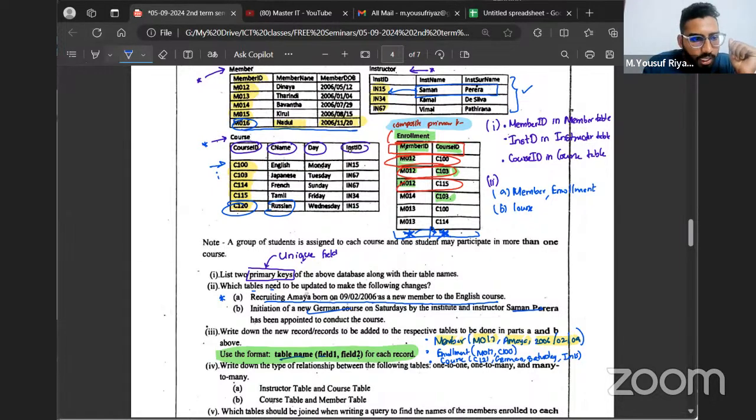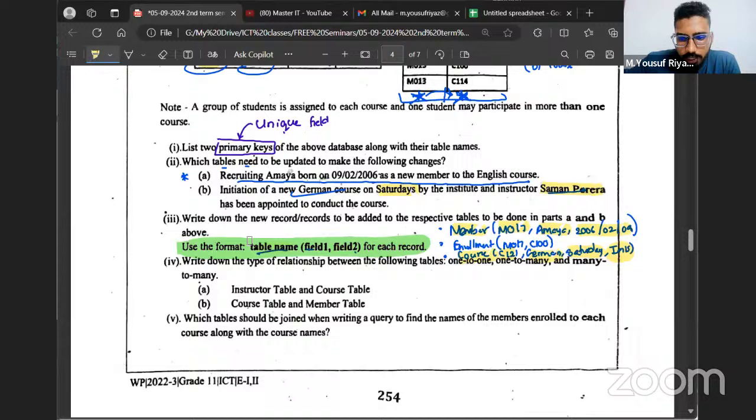So what I have done here is they have told us to mention the table name and the field values. I have mentioned the table name is course. You can see the course table's first field is going to have the course ID. I mentioned the course ID is 121. The second field is the course name, so I have mentioned German. And the day they have mentioned is Saturdays, so I mentioned Saturday here. And the instructor ID. Now they have told us this is being instructed by Saman Pereira. I went to the instructor table and found out that Saman Pereira's ID is IN15 and wrote IN15 here. So that is how you do this kind of question. Tell me, are you all clear with that? Yes or no?